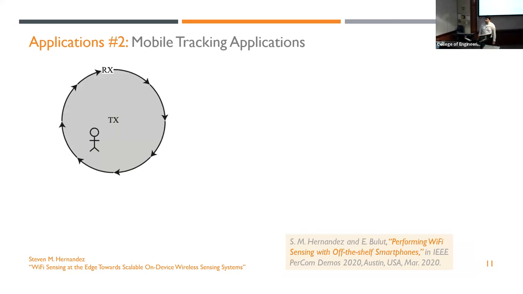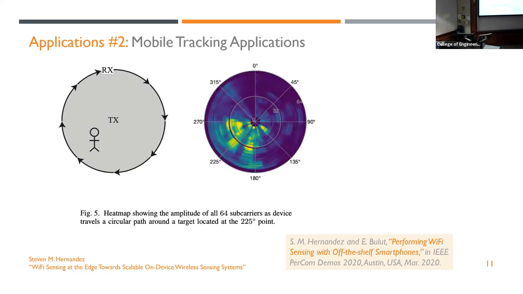We also looked at mobile tracking applications. Here we have a transmitter that's affixed static in the environment, and we have a person placed at the bottom left. My goal is to run Wi-Fi sensing on small, embeddable, standalone devices. As long as we have a battery attached, we can easily walk around and capture channel state information. So here, the RX is me holding one of these devices and walking around and collecting data. And we end up with something like this.